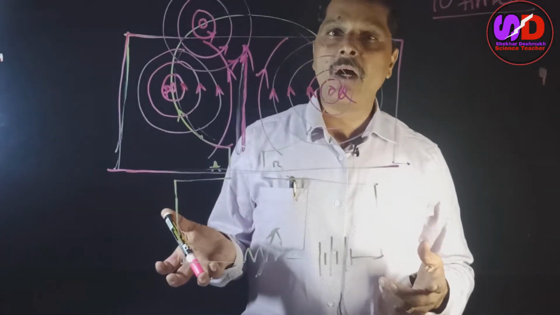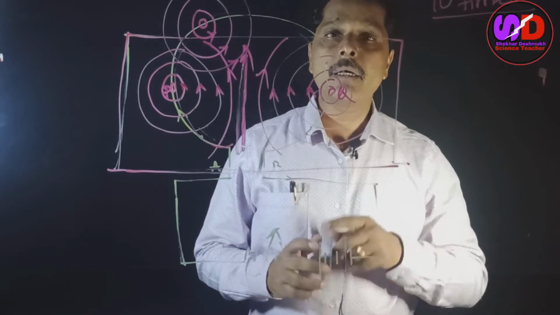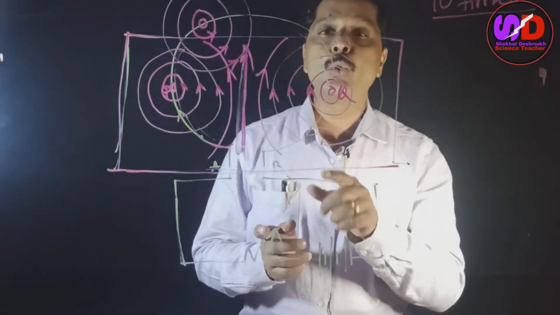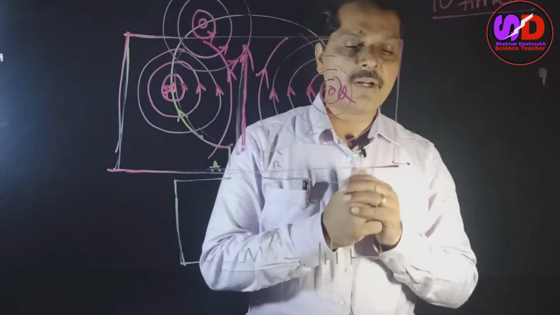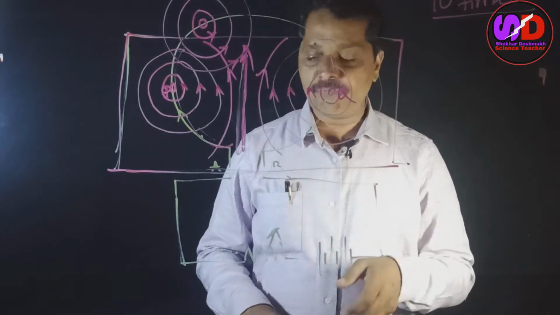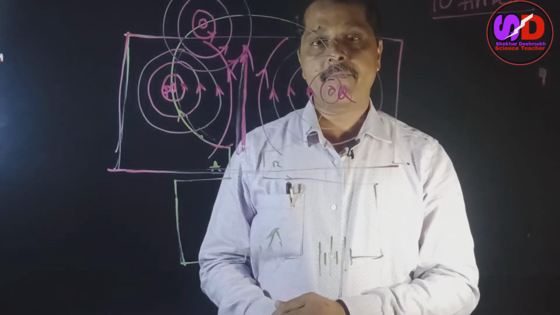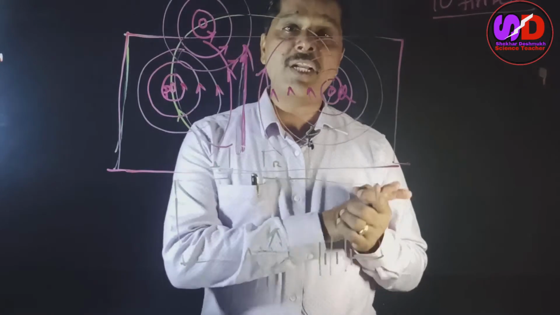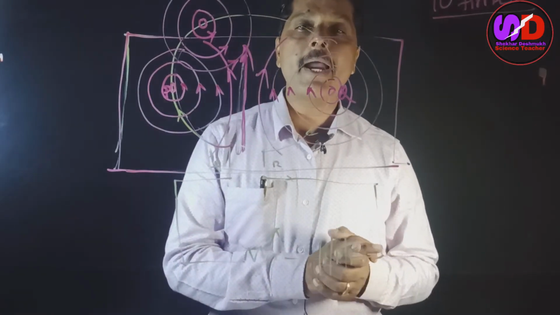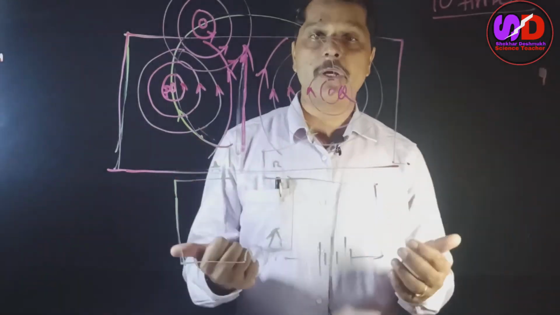So this is how the magnetic field is produced by a circular current carrying loop. It is slightly different than the magnetic field produced by a straight wire. Now let us discuss the magnetic field produced by a solenoid. Let us first see what a solenoid is.